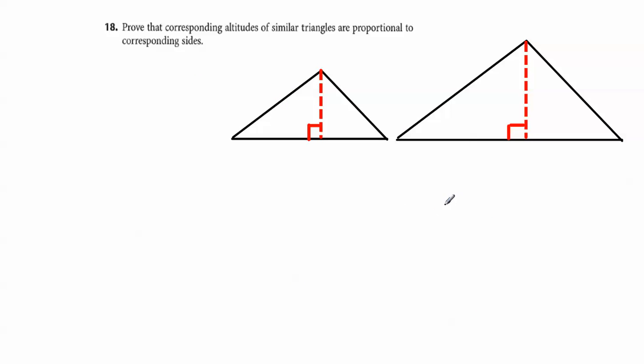Prove that corresponding angles of similar triangles are proportional to corresponding sides. There's several different ways to do this. I'm just going to walk through it. I'm not going to do the two-column proof thing.